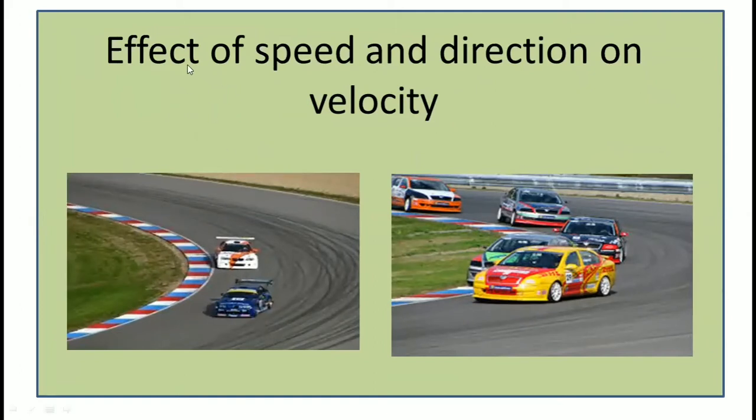Here you see two diagrams showing the effect of speed and direction on velocity. Here you see two cars and here four cars. These show different ways of moving. That means the speed and direction of velocity depend upon each other.